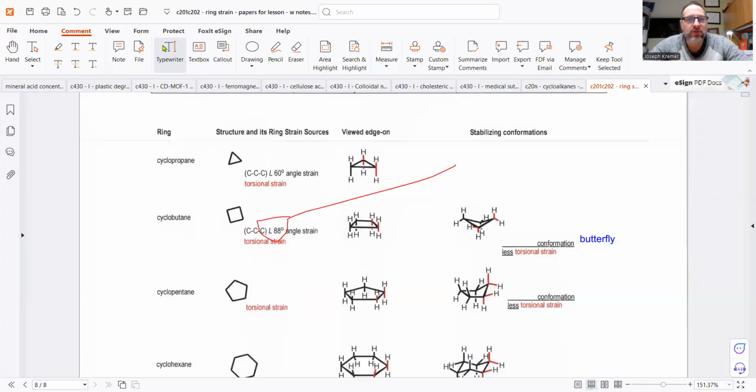Conformation. Form is the shape. We're talking about conformations. So the word conformation, if you look at it with good spelling, has in it the word form. In this long contorted word, conformation is form, and form is the shape. What shape does cyclobutane exist in? As a butterfly.